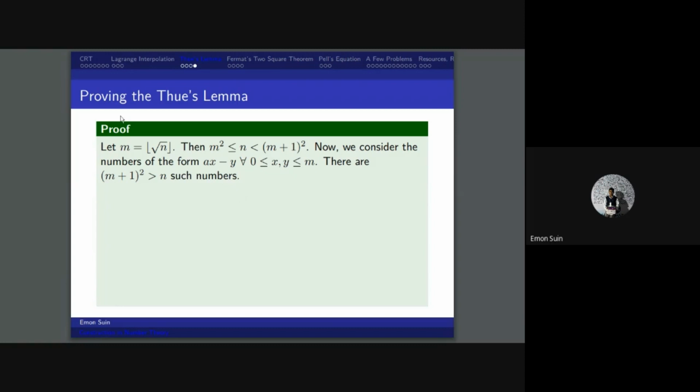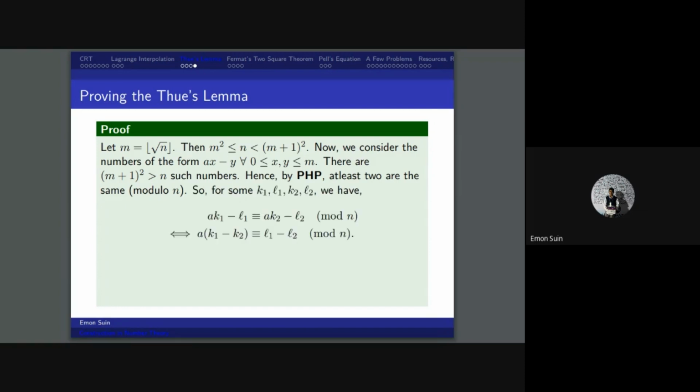Yeah, exactly. So by PHP, you will have that. PHP means the pigeonhole principle. So at least two are the same modulo n. That means there exist integers k1, l1, k2, l2 such that a k1 minus l1 is congruent to a k2 minus l2, and that can happen only if a times (k1 minus k2) is congruent to l1 minus l2 mod n. Is it clear why? Now just replace k1 minus k2 by k and l1 minus l2 by l, and you get what was desired.